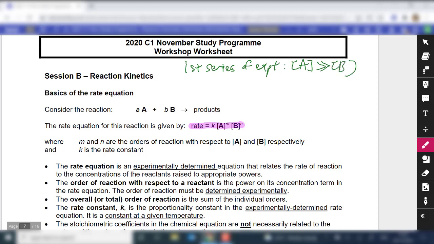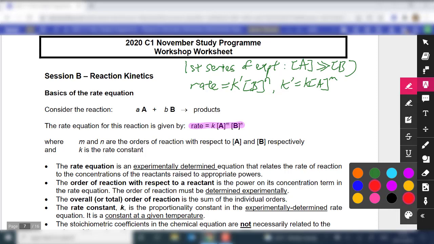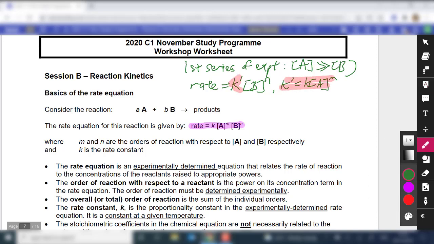So in this case, you are able to write out a new rate law where rate is equal to k' [B]^n, where k' is equal to k[A]^m. Why is that the case? You might be wondering. The reason why this is possible is because when the concentration of A is much greater than B, the change in the concentration of A would be negligible in the course of the reaction.